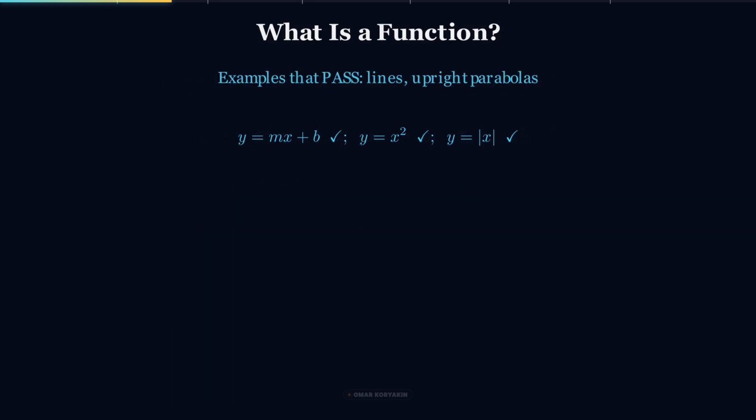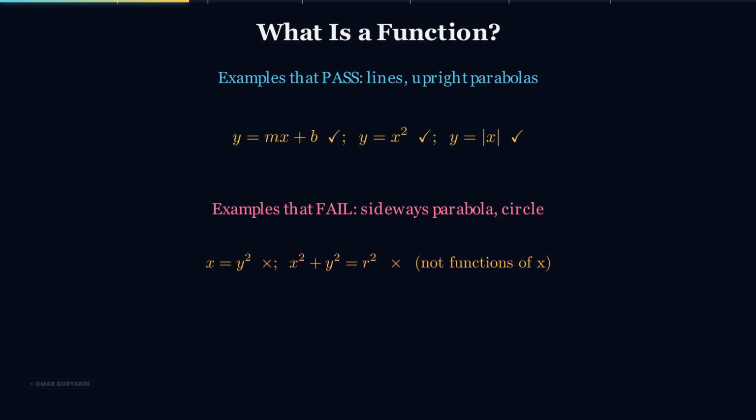Step 2. Apply the test. Imagine sliding a vertical line from left to right across the graph and watching how many times it crosses the curve at each x value. If the count is at most 1 for every x, the test passes and the graph is a function. If the count exceeds 1 at any x, the test fails and the graph is not a function but a more general relation.